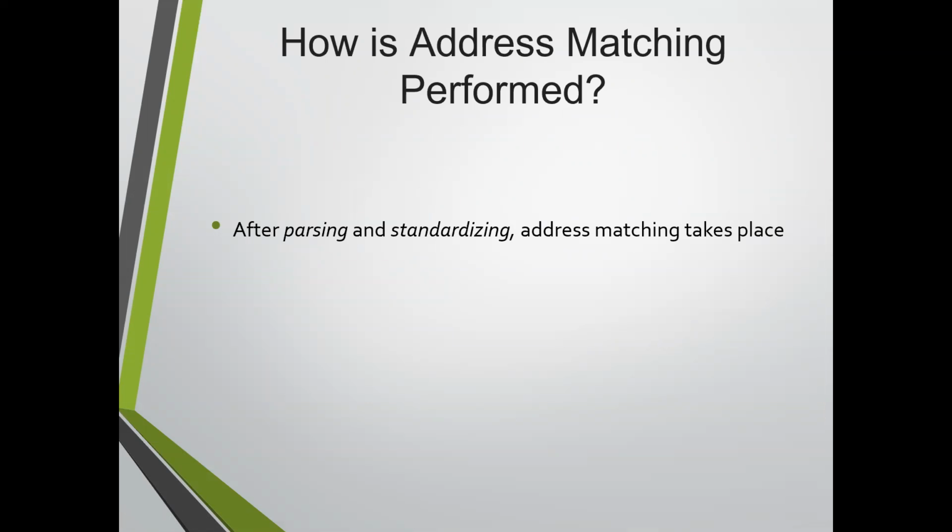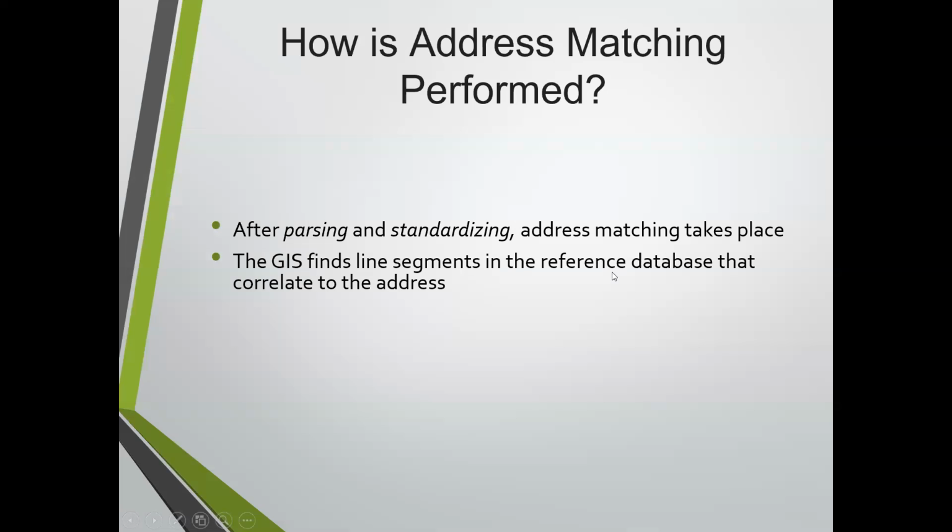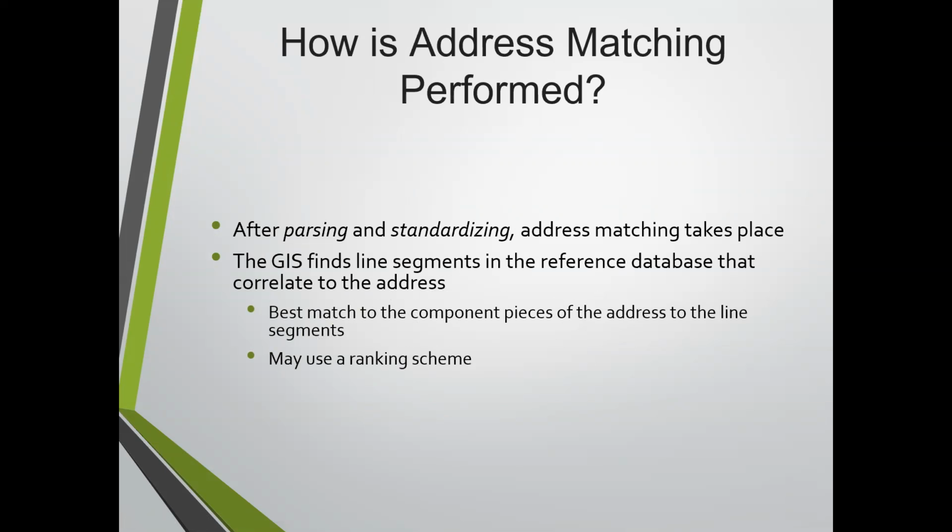So one of the things is once it's parsed and standardized it, then it takes the matching. So the GIS will find a line segment that references that database and correlates as closely as it can to what it's standardized. And again, it's not always going to be a perfect process. The best match of that component will pull out the line segment, and it will then typically match it up and give you some kind of symbol or say, yeah, this is essentially where you are.